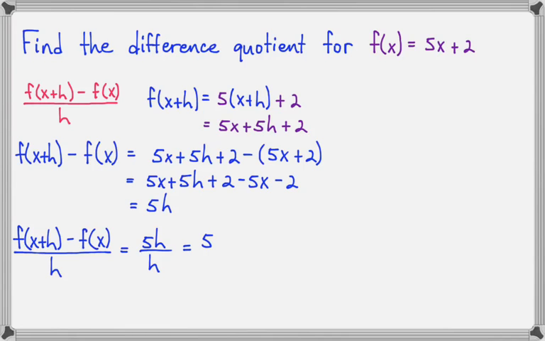Now if you know anything about the slope-intercept form of a line, you know that 5 is the slope of this function, and that's what we got here. See, I told you that the difference quotient is just a slope formula after all, so it works. There we go.